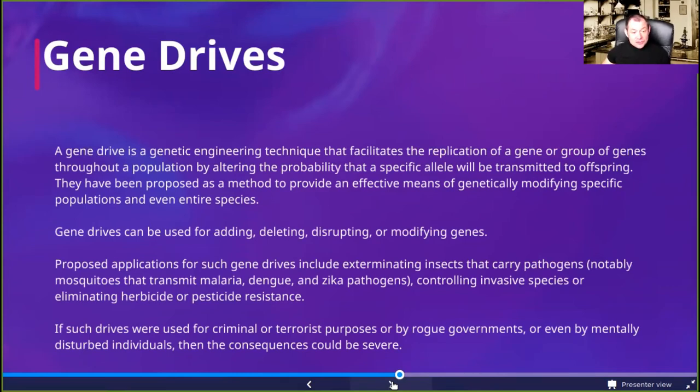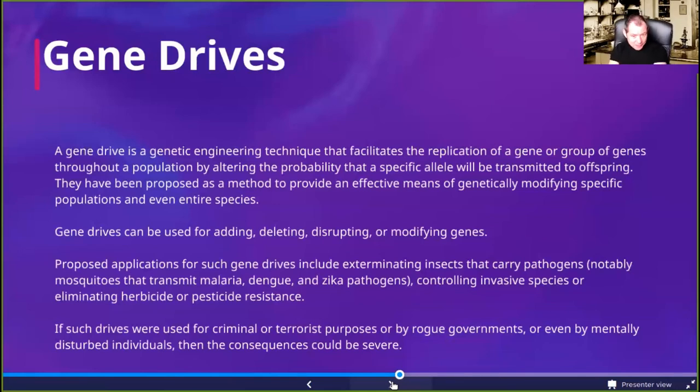Proposed applications for such gene drives include exterminating insects that carry pathogens, notably mosquitoes that transmit malaria, dengue, and Zika pathogens, controlling invasive species, or eliminating herbicide or pesticide resistance. If such drives were used for criminal or terrorist purposes, however, or by rogue governments, or even by mentally disturbed individuals, then the consequences could be severe.